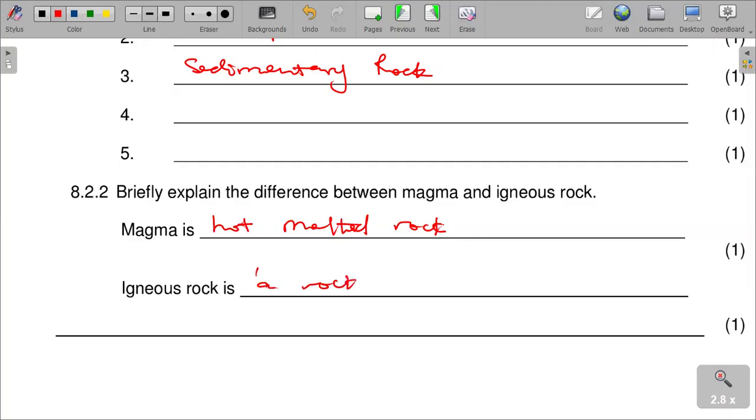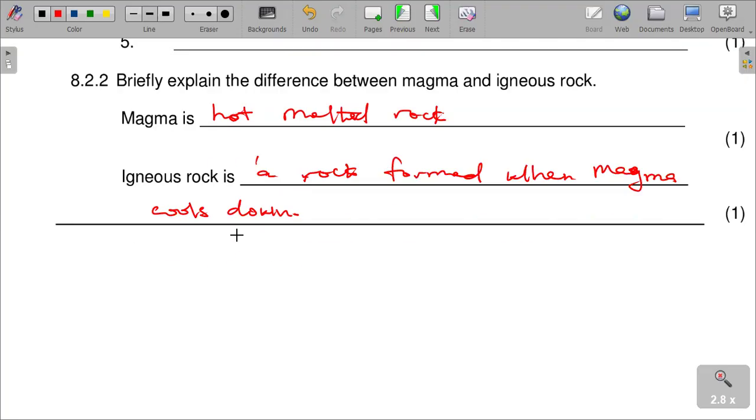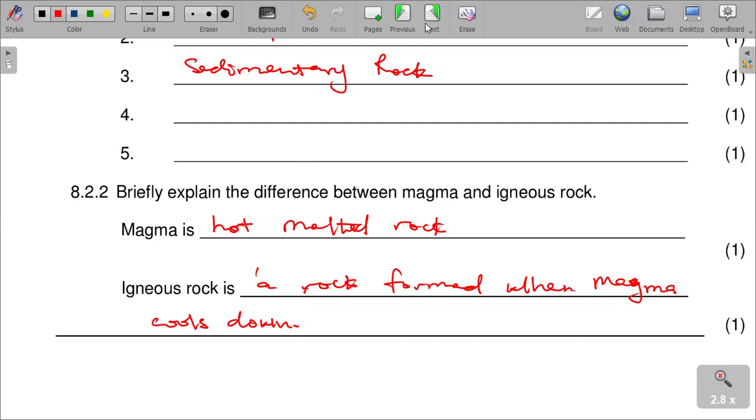It is a rock that is formed when magma cools down. It forms the igneous rocks. It's a rock that is formed when magma cools down, and magma is melted rock. And then we can go to the next question.